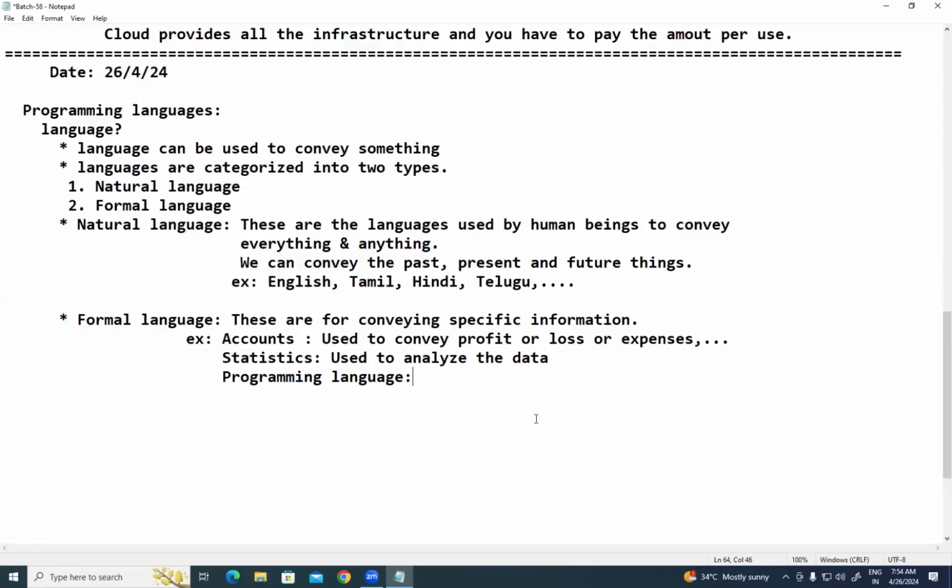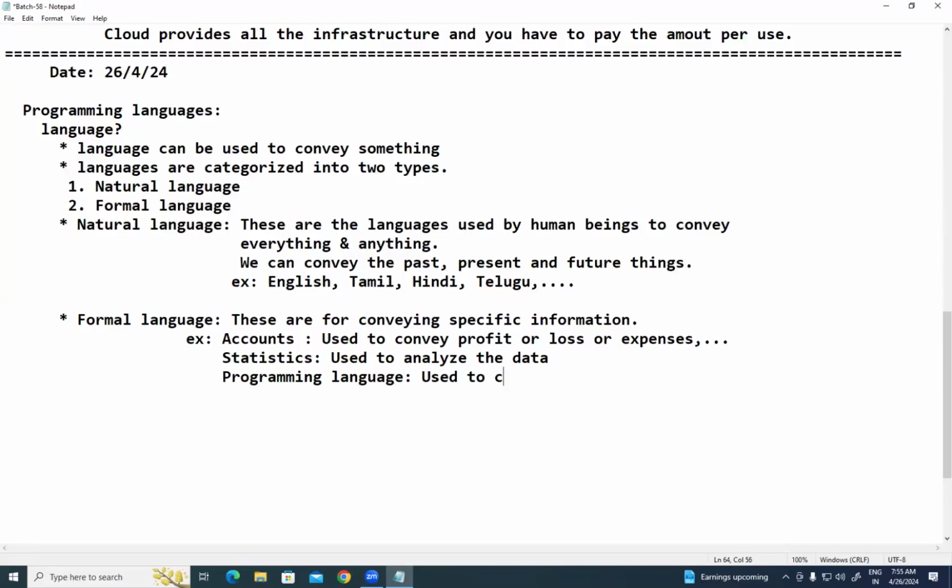Can I talk with anyone using programming language? No, I can't talk with anybody using programming language. With the programming language, I can only talk with whom? The computer. Am I clear, folks? So that's why it is coming under natural language or formal language? Formal language.